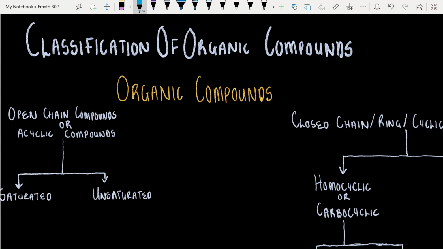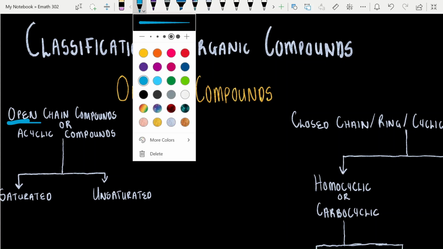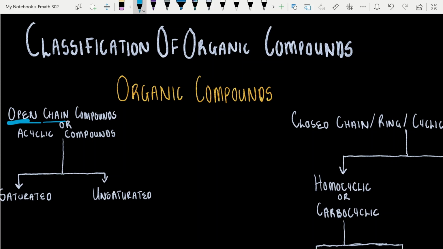One is called open chain. When we say open chain, we can also say acyclic, or you can also see it said as aliphatic. It's the same thing. On the other side, we'll have a closed chain. Open chain is when you cannot go in a complete loop from where you started and get back there, right?